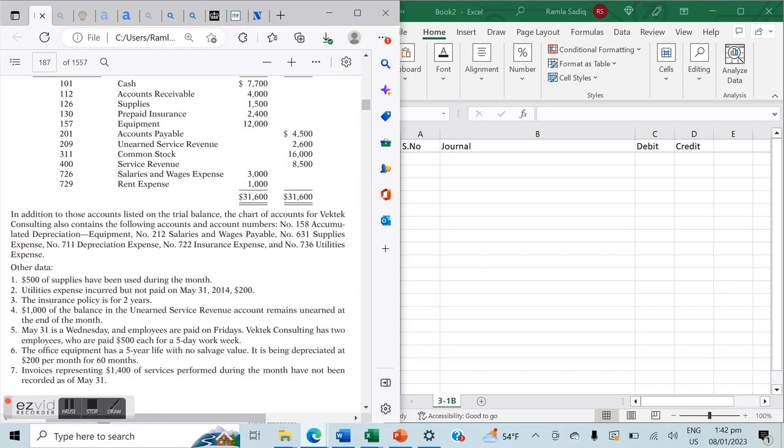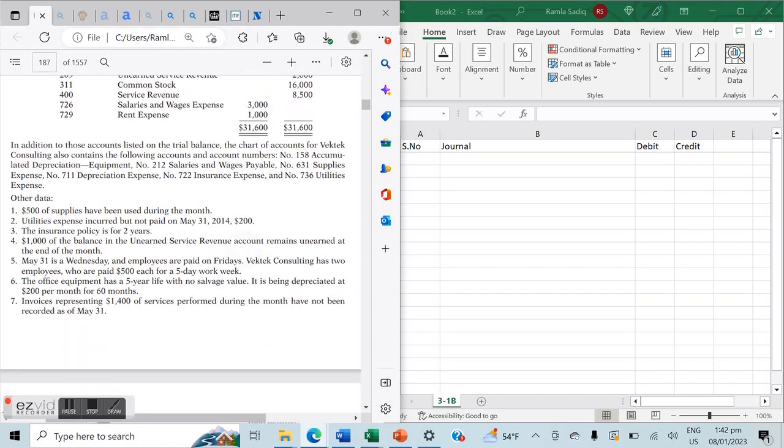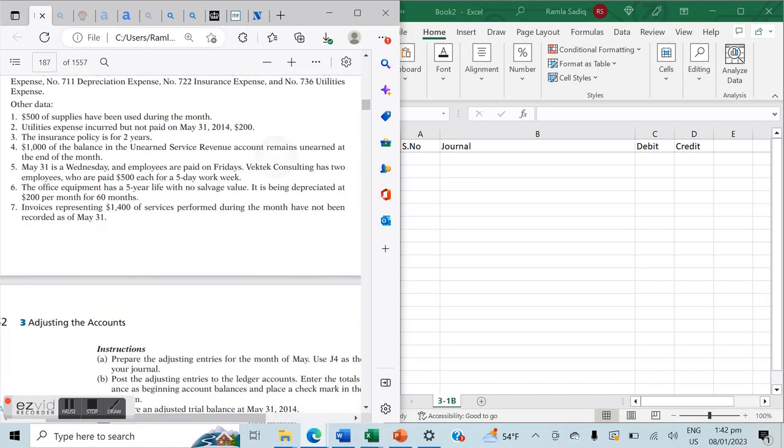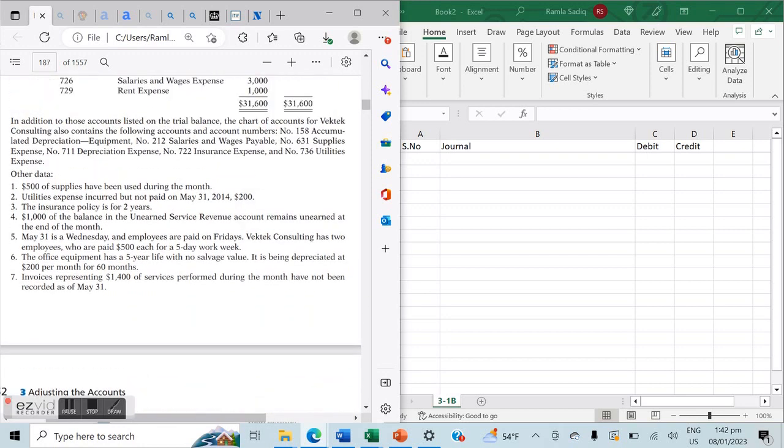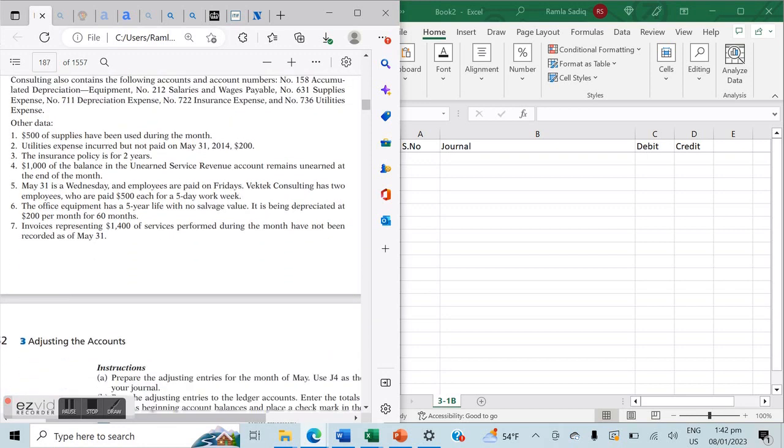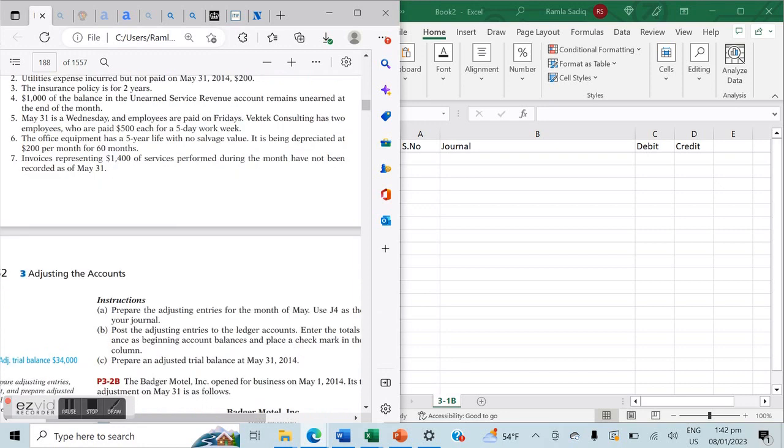So you can see account titles like accumulated depreciation equipment, salaries and wages payable, supplies expense, depreciation expense, insurance expense, and utilities expense. And these are all of the accounts that we're going to use in addition to the trial balance accounts. In other data, we are basically looking at 7 adjusting entries over here. And so for these 7 adjusting entries, we're going to analyze the data.